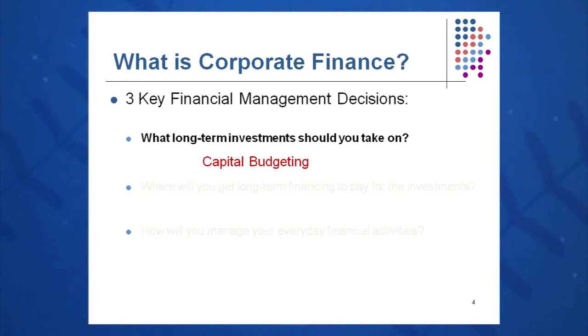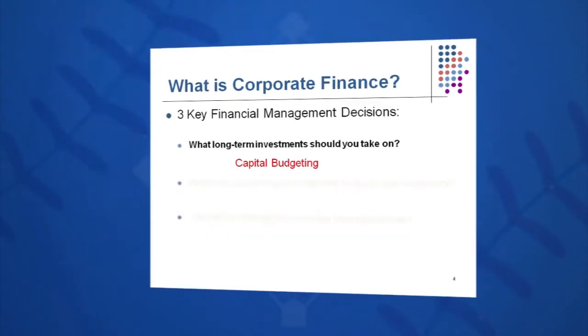Number one of the first questions that is on the mind of the CFO, what long-term investments should we take on? For instance, at Walmart, this might be something like opening a new store in your local area, or do you have enough Walmart stores? How about a Sam's Club? Do we need another Sam's Club? This all falls under the category of capital budgeting.